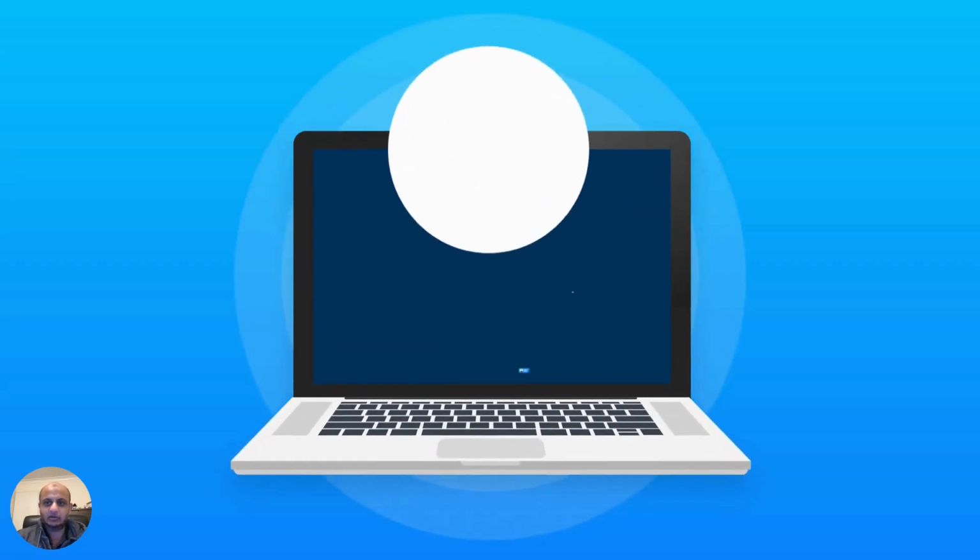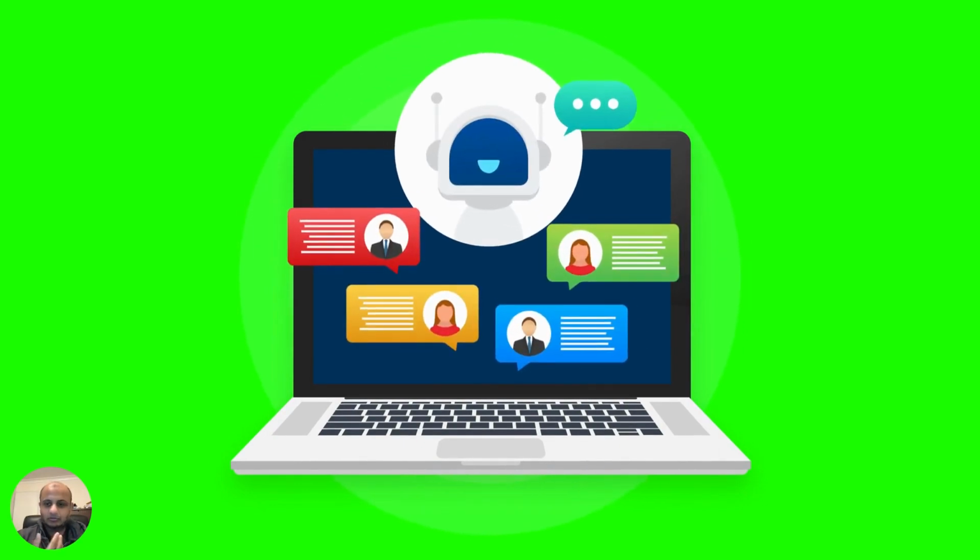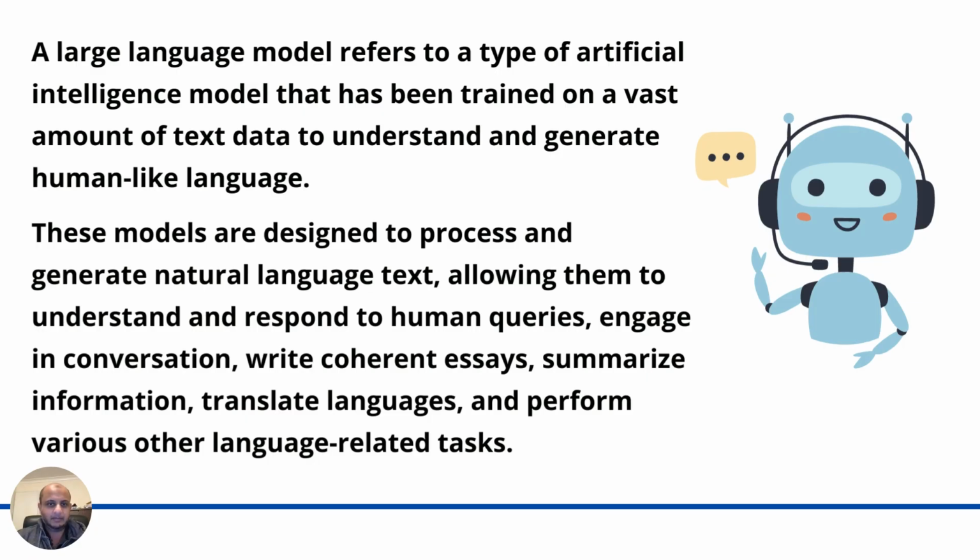And what is that? A large language model refers to a type of AI that has been trained on a large amount of data to understand and generate human like language. They are designed to process and generate language text, allowing them to understand and respond to human queries and conversation. They can write blogs, just like ChatGPT. I don't need to go into detail of this. You already know what LLMs are, right? These models are designed to process and generate natural language text, understand and respond to human queries, translate languages, pretty much everything which you already know.